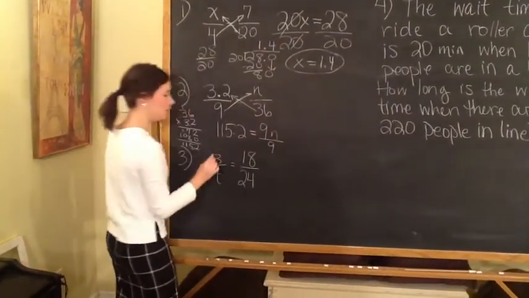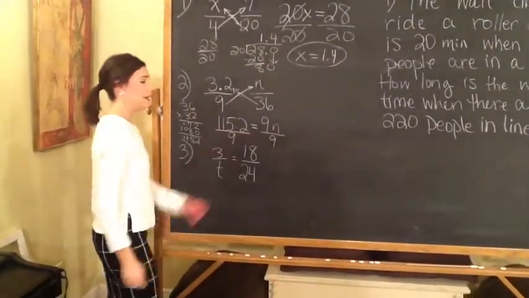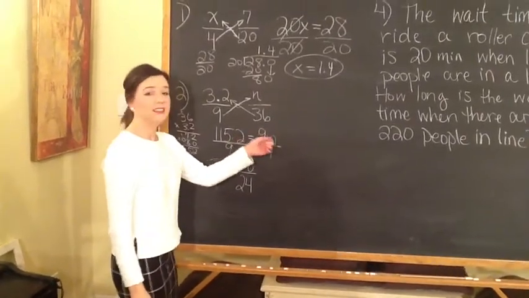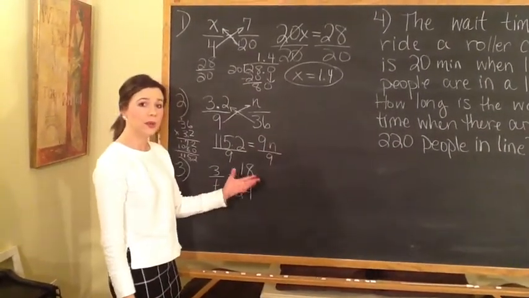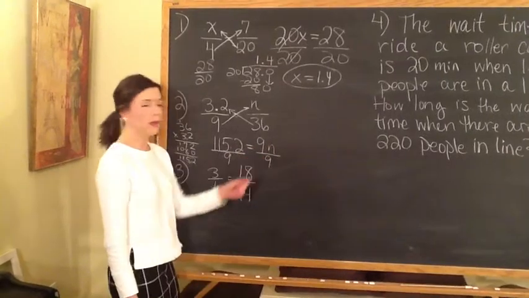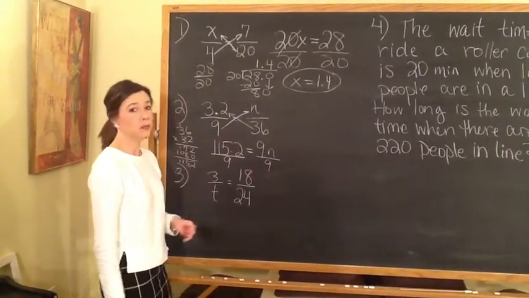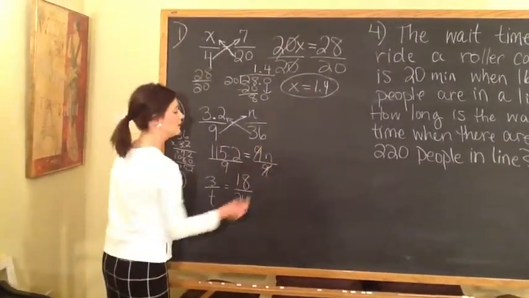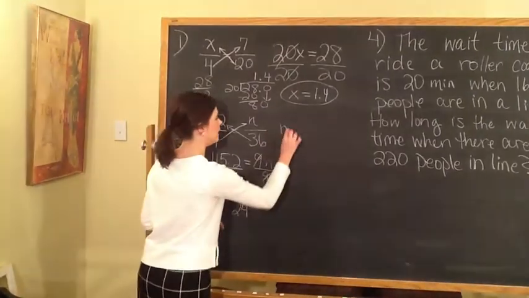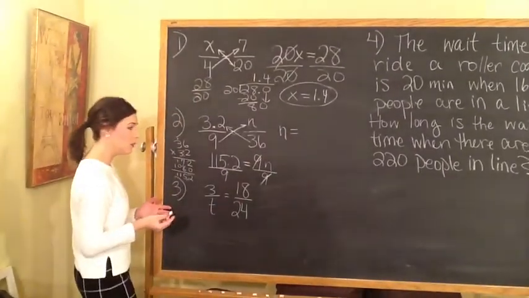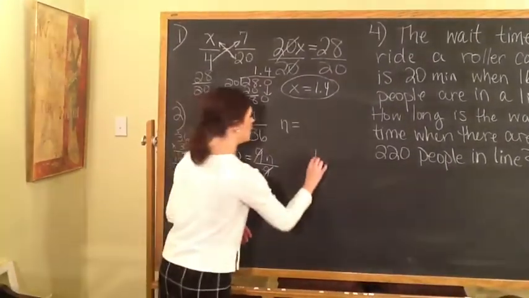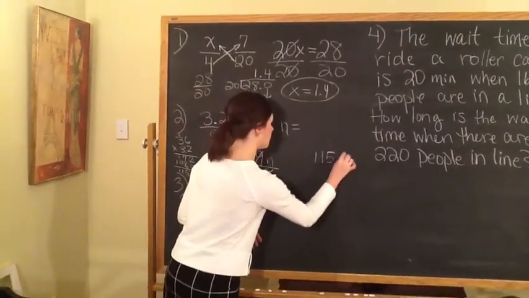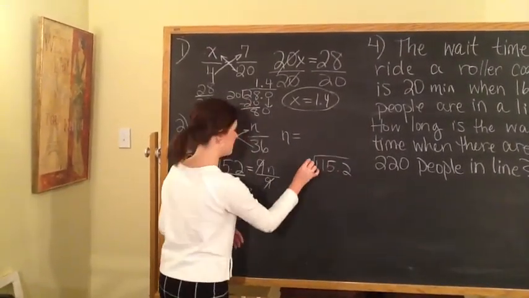So let's solve for n by dividing by 9. Now remember, we're dividing because if we do 9 times n, we want to undo it to figure out what n is by itself. So instead of multiplying by 9, we're going to divide by 9 on both sides to keep it balanced. So this is going to cancel out. So we are going to have n equals something, which is exactly what we want. So now let's do 115.2 divided by 9.